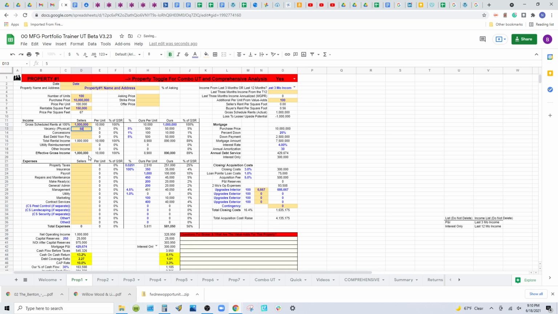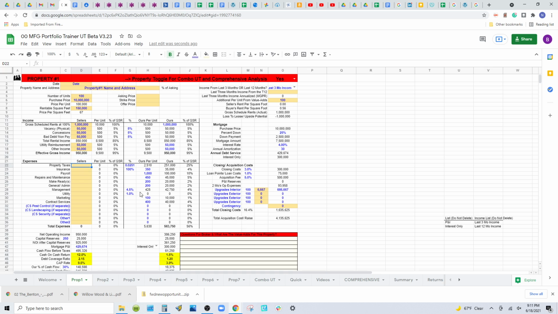Let's guess at the vacancy, the concessions, and the bad debt or non-pay. Let's say RUBS is this. Let's say other income is this. Okay, notice what's populating. We've got the seller's information rolling down this column. This is the most important column. From that, our information is populating under column I.